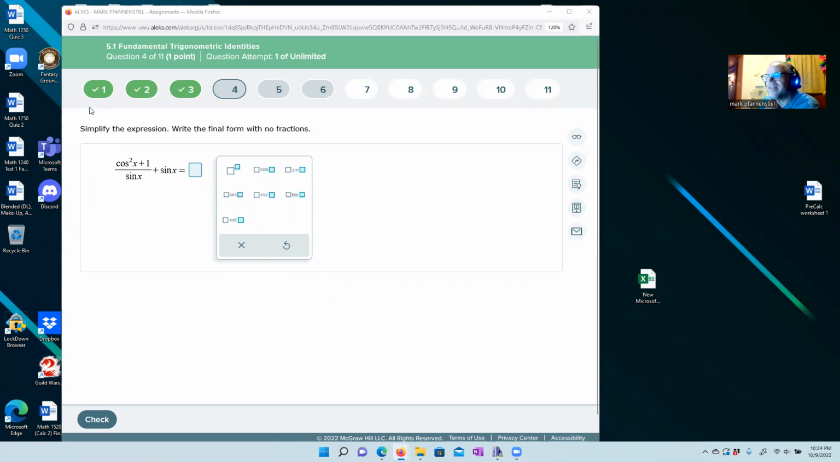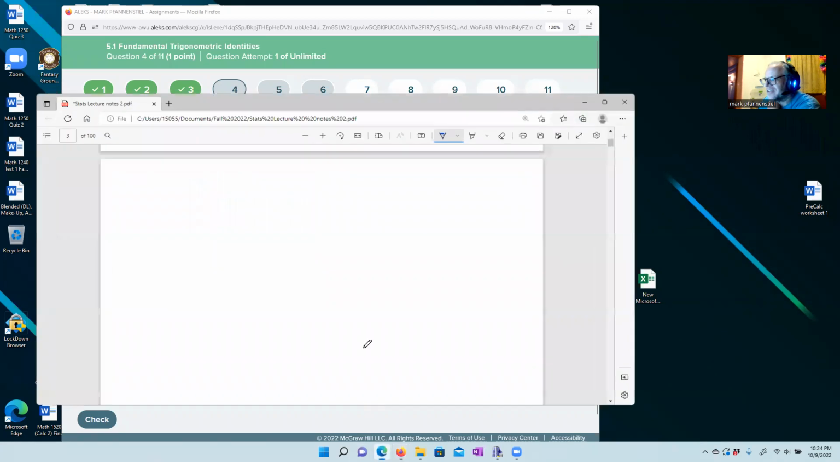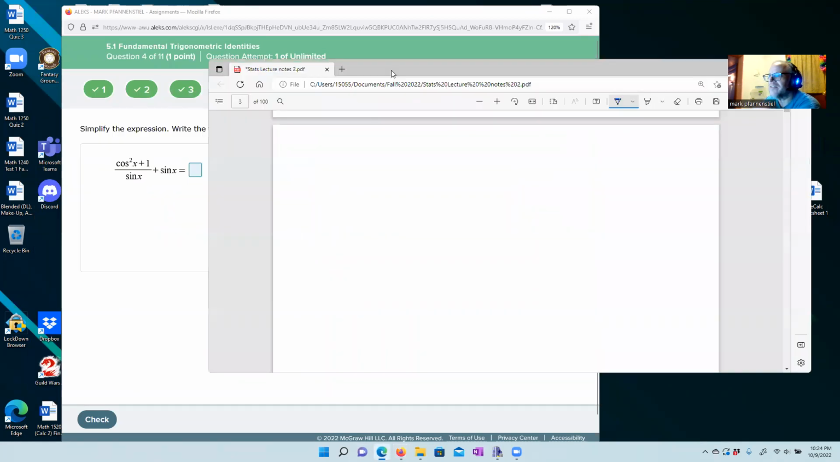So in this case, simplify the expression, write the final form with no fractions. Okay, so what are they asking us to do here? We have (cosine squared x plus 1) over sine x, plus sine x. Since we have two fractions that we're adding together, my guess is we get common denominators, so we multiply by sine x over sine x.